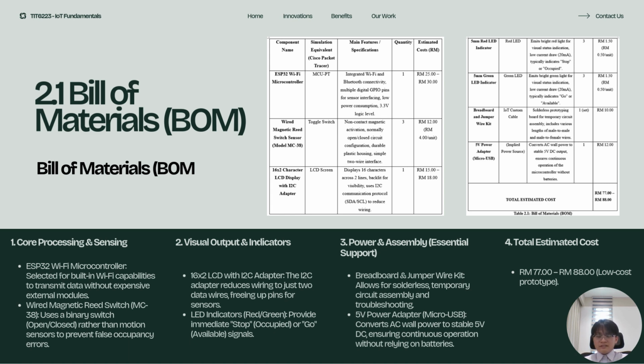First, the core and sensing components. We select the ESP32 Wi-Fi microcontroller instead of a standard Arduino because it has built-in Wi-Fi. This is important for transmitting data to the server without buying expensive add-on modules. For sensing, we use the wired magnetic reed switch model MC38. Unlike a motion sensor which can trigger falsely, this acts as a binary switch as it only completes the circuit when the door is physically locked, which ensures high accuracy.